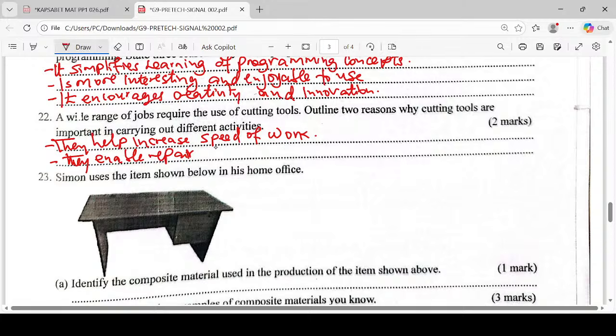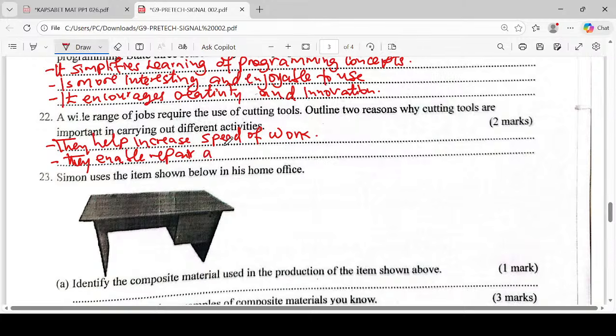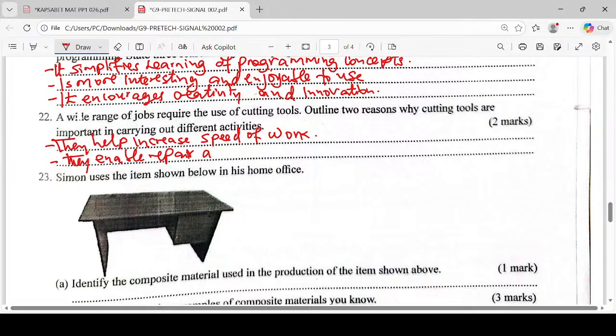They enable repair and maintenance of items.